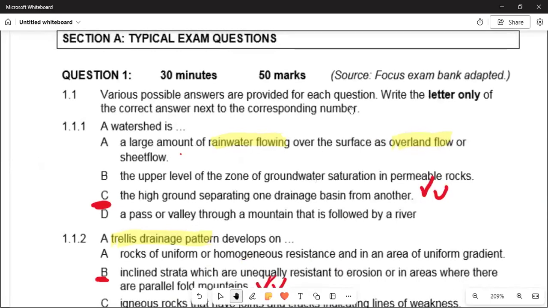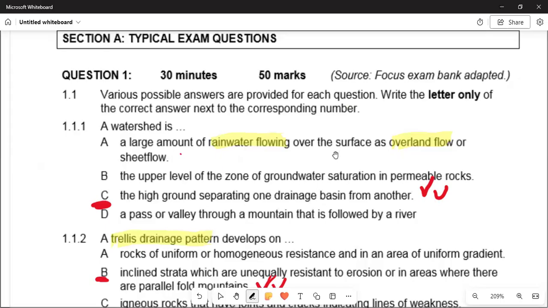Here we are going to see the typical questions which may arise in the question paper, each with a corresponding number. This is Section A, multiple choice questions. We want to understand the concept of the watershed, and the answer is C. The watershed is the high ground separating one drainage basin from another. So the more tributaries, the larger the drainage basin, and the more water flow will occur.